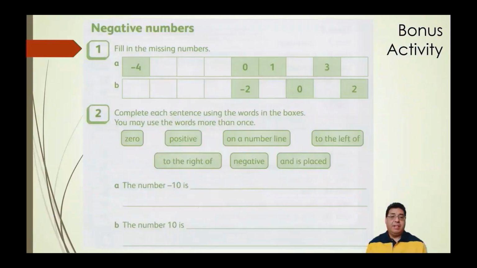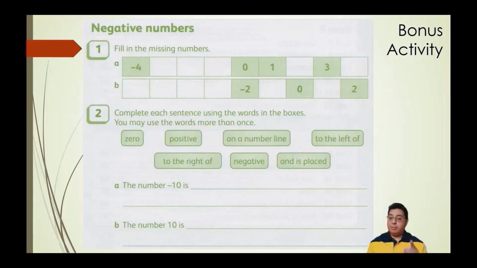Okay, I've got 2 bonus activities. I got a couple of things to do in here. So for number 1, it says fill in the missing numbers. And for number 2, complete each sentence using the words in the boxes. You may use the words more than once.